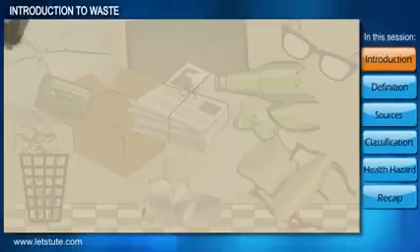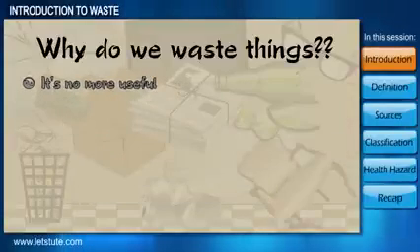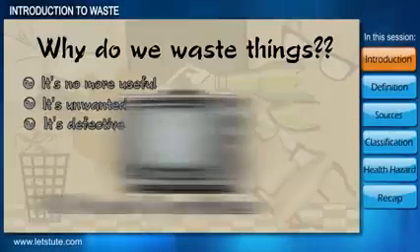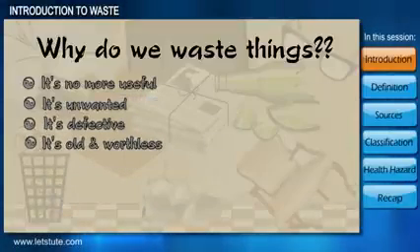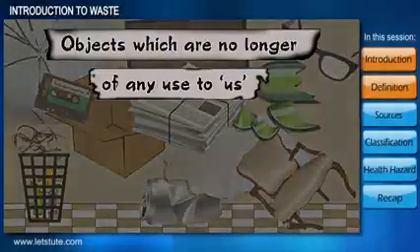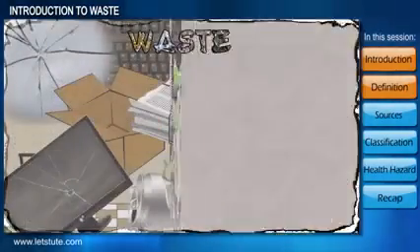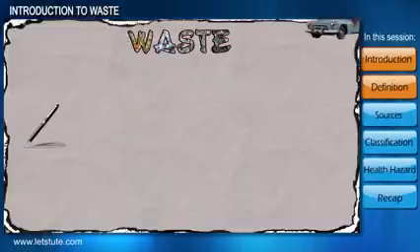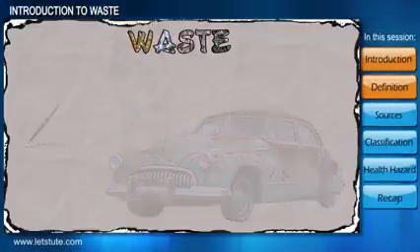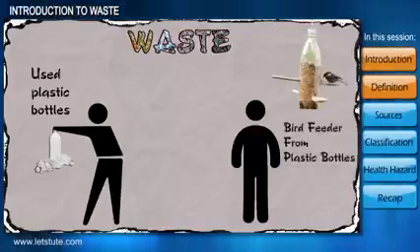We discard or throw away such things because they can no longer be of any use to us, or they might be unwanted, defective, old, or worthless. And such objects which are no longer of any use to us are called waste. This waste can be as small as a used pen to as large as an old vehicle. Also, waste to one person may not necessarily be waste to another.